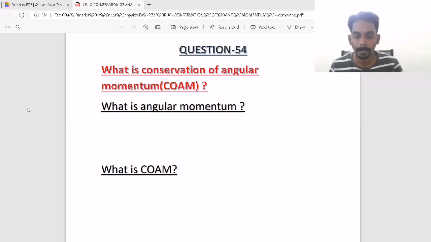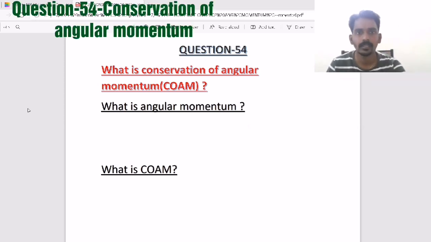Hi everyone. Now we are going to discuss question number 54, which is based on conservation of angular momentum. We have studied already what is torque and angular momentum. But here we are going to study a specific case of conservation of angular momentum.